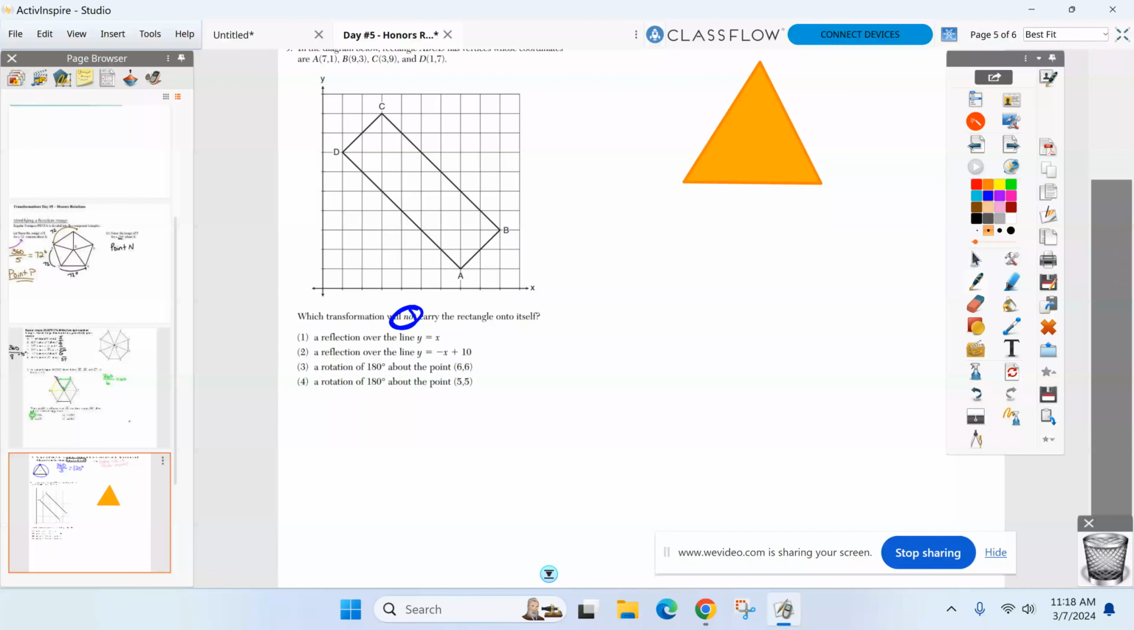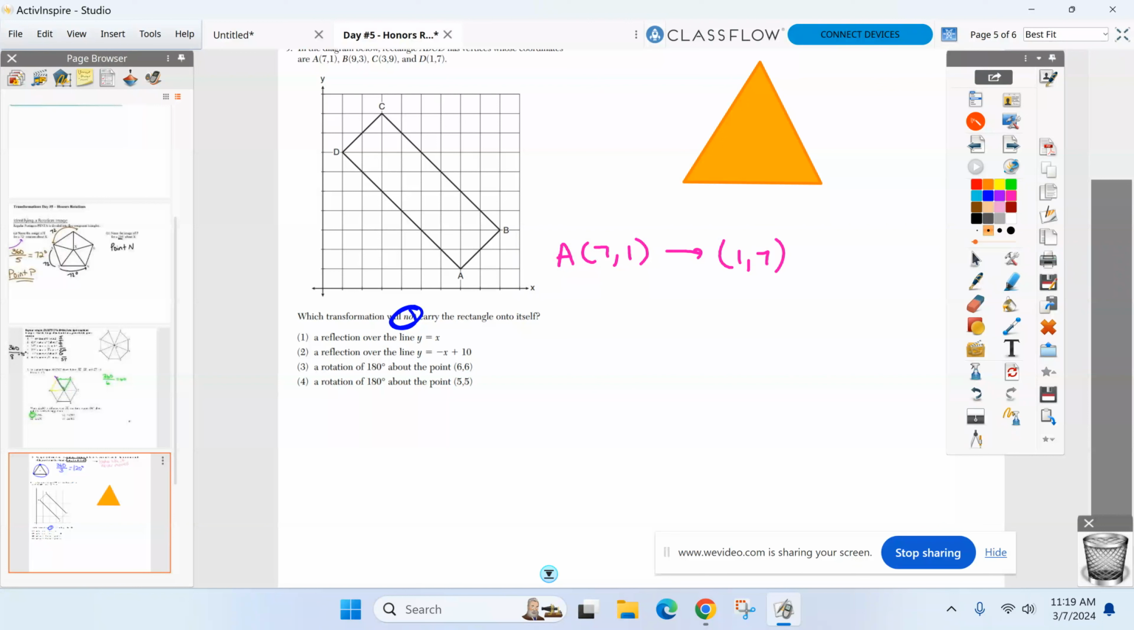Ooh, a little quiz review. Reflection over y equals x. What do I do with the coordinates? We don't know now. What do I do? What's my rule when I reflect over that line? Flip them, right? Going into tomorrow, flip them. All right, so can somebody tell me what point A is there? What's point A? 7, 1, right? So if I did reflect it, it should go to 1, 7. Is there something at 1, 7?